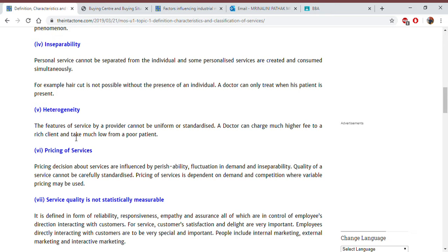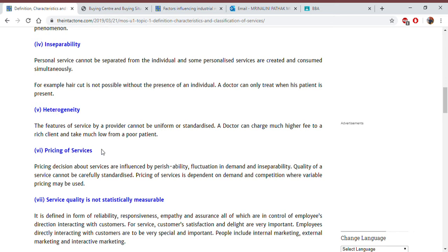Next one is heterogeneity. The features of service by a provider cannot be uniform or standardized. Heterogeneity means every service is differently provided by the service provider. So a doctor can charge much higher fees to a rich client and take much less from a poor patient, right? So there is heterogeneity of services.